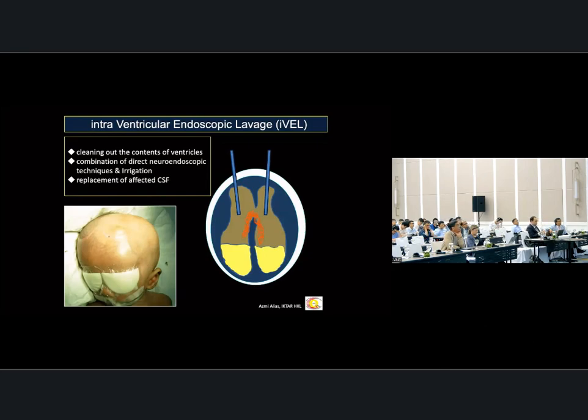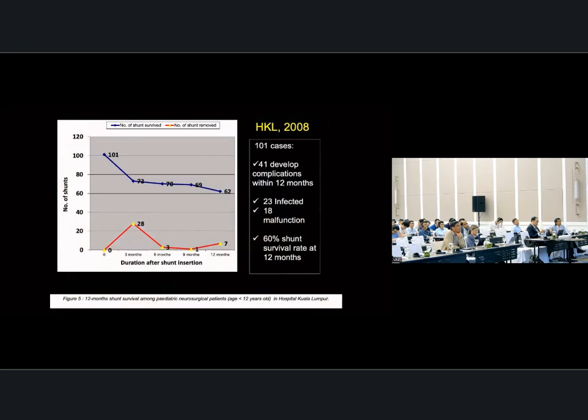And in our case, we started with a problem. In 2008, we analyzed our own data to look at the shunt survival for 12 months. We found that our infection rate was very high at that particular time. It even reached up to 23%. And a small portion of these cases, patients developed pyogenic ventriculitis.